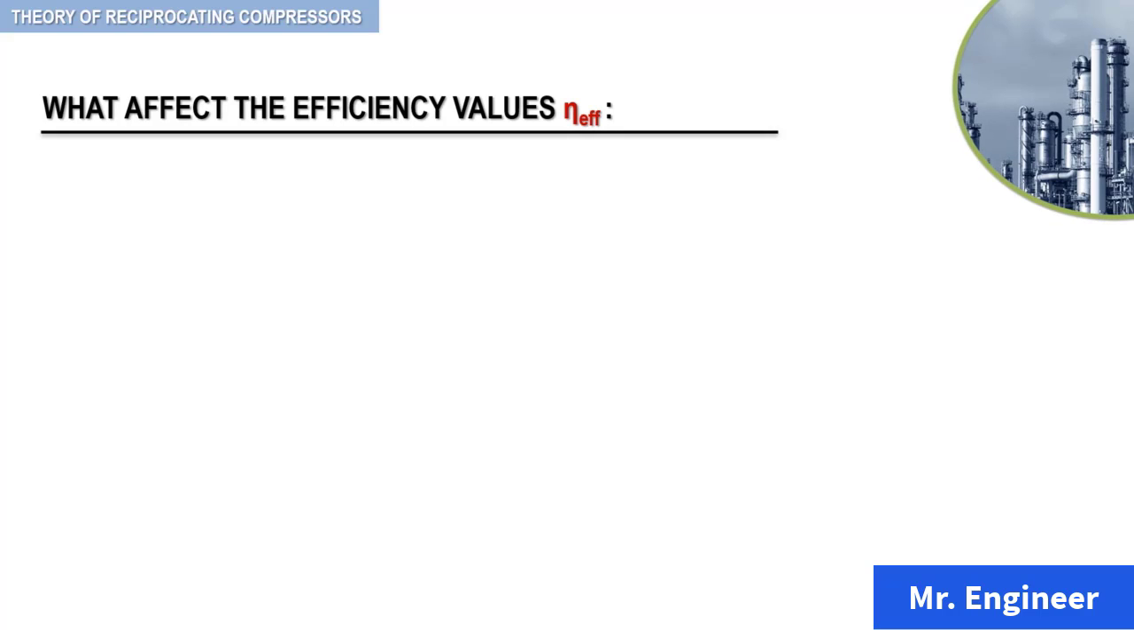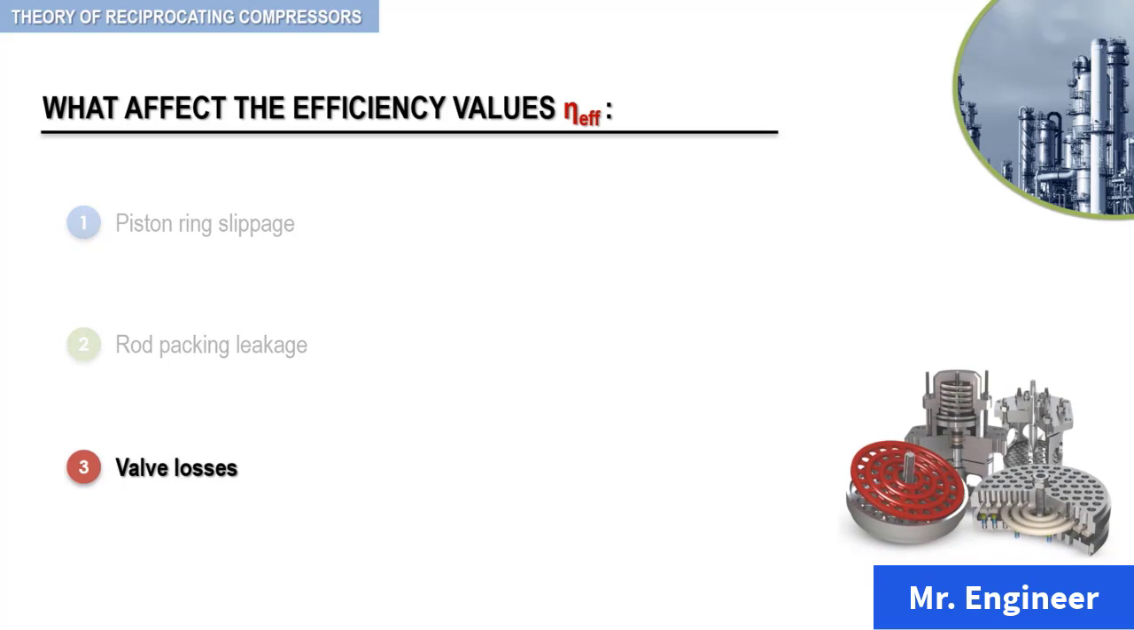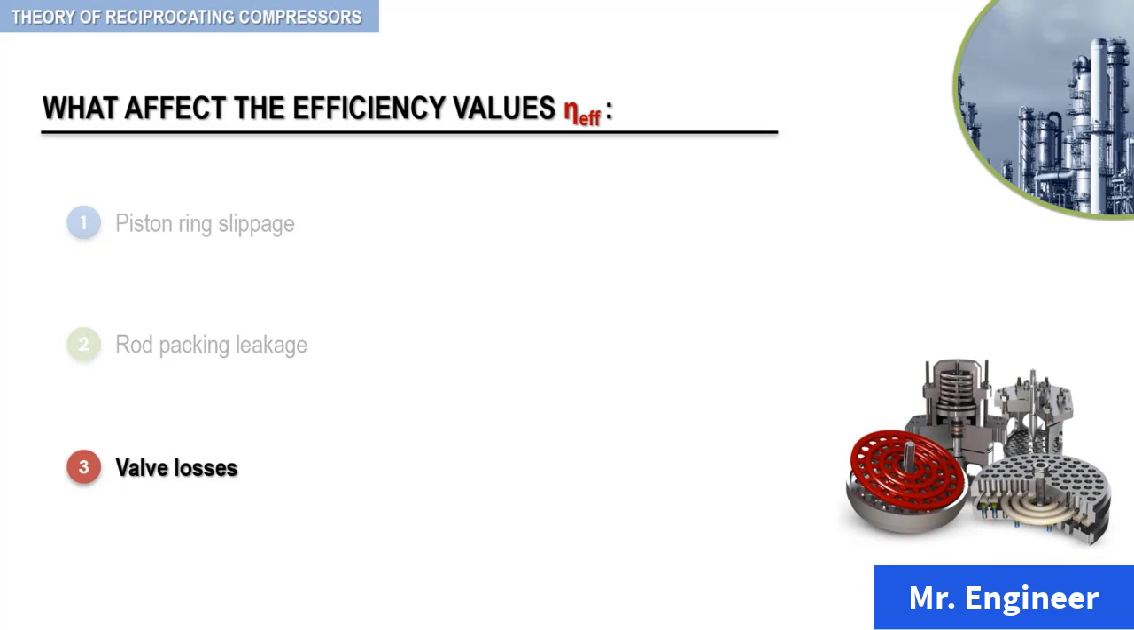The efficiency values are affected by several factors. Among them, we can list the piston ring slippage, the rod packing leakage, and the valve losses. These types of losses will be discussed in detail using 3D animations further ahead. For now, just keep in mind that, in general, valve losses are the most significant. These losses are composed of several components, such as channel loss, loss in the valve opening, and leakage. Again, remember, the subject of valves will be discussed in a separate section.